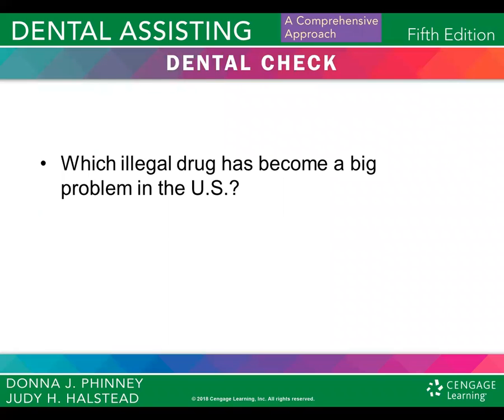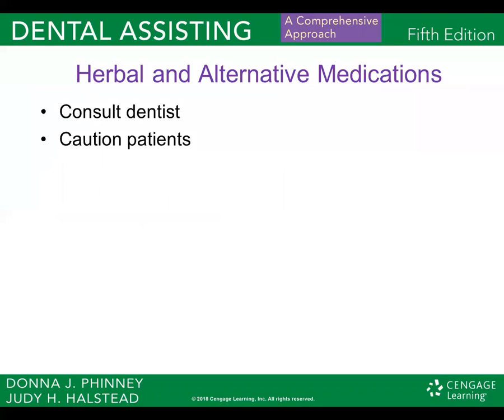So which illegal drug has become a big problem in the United States, would you think? Definitely methamphetamine. It's cheap. It's easy to come across. People can make it. Breaking Bad kind of walks you through the whole process, how easy it is to make and how cheap it is to make. It's unfortunate because it ruins a lot of people's lives, guys.